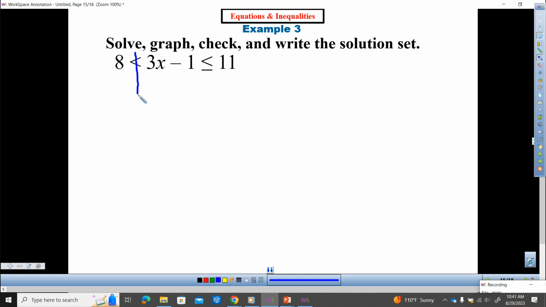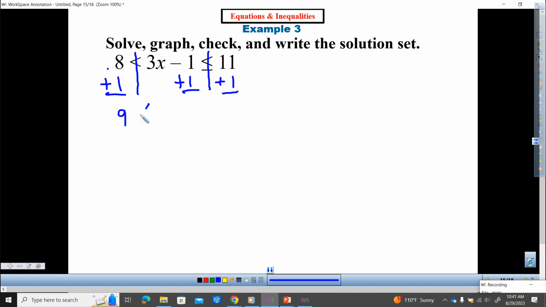Line down the inequality symbol, line down the inequality symbol. All right? Can't simplify there, there, or there. So to leave x by itself, where do I start? What do I do first? Danny: Add 1 to all sides. Thank you. Add 1, add 1, add 1.